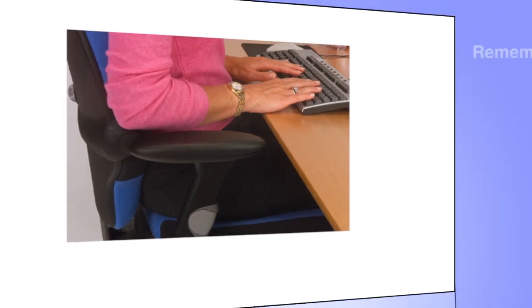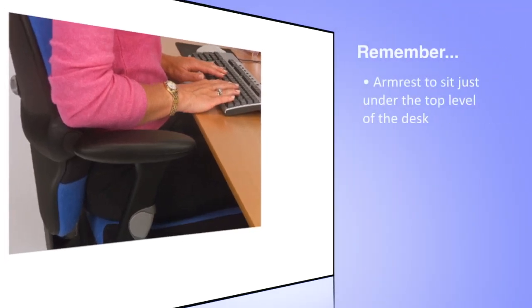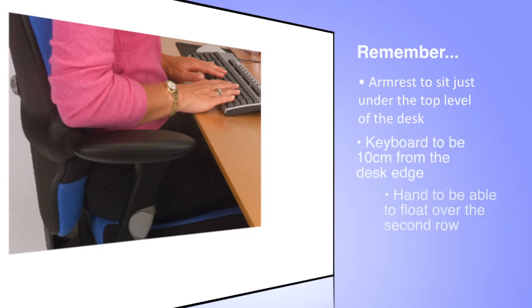So to recap, adjust the height of the armrest just below the top level of the desk, so your arms are free to rest on the desk if they wish, and also in easy reach of the keyboard. I hope now your armrests are adjusted correctly.